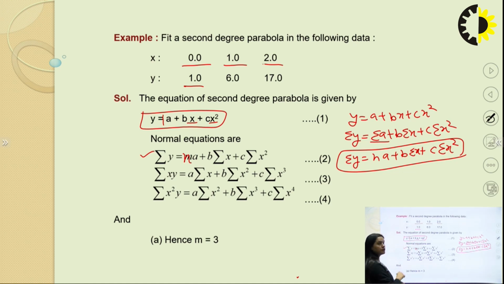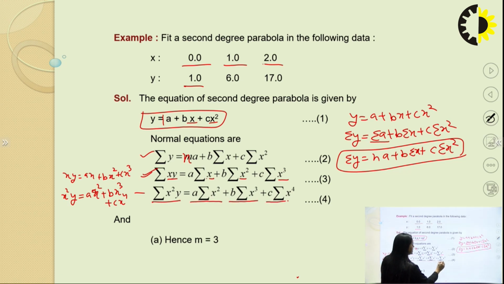Now, what is the coefficient of b? The coefficient of b is x. When we multiply by x on both sides, we will get xy is equal to ax plus bx square plus cx cube. Now, if I apply summation here, I'll get the same equation. And similarly, the coefficient of c is x square, so I'll multiply both sides by x square, and we will get x square y is equal to ax square plus bx cube plus cx to the power 4. Then we will get summation x square y is equal to a summation x square plus b summation x cube plus c summation x to the power 4.